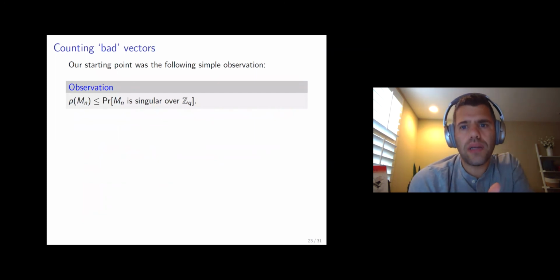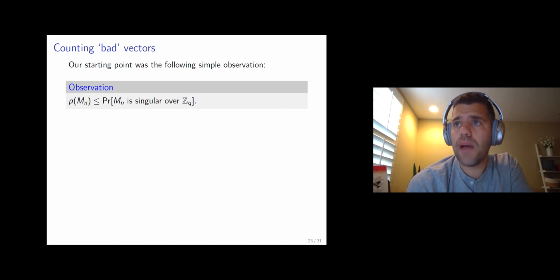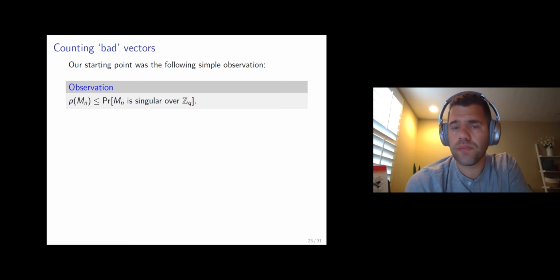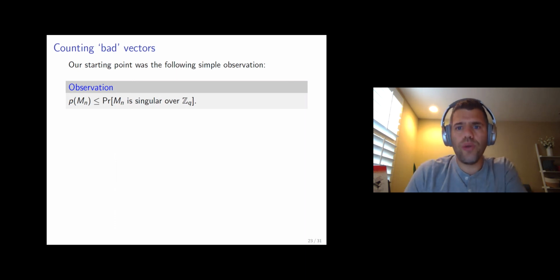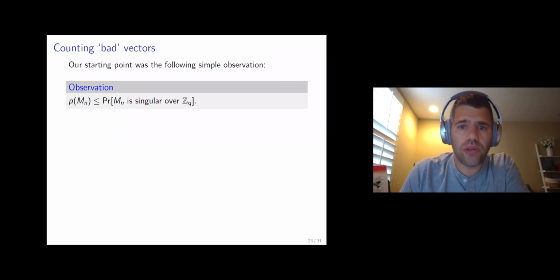And as our starting point, just for the application, our starting point was the following simple observation: the probability for a random plus-minus 1 matrix to be singular over R is upper bounded by the probability that M_n is singular over Z_q. Okay? So if we can show that the probability to be singular over Z_q is small, then we also know that the probability to be singular over R is small.